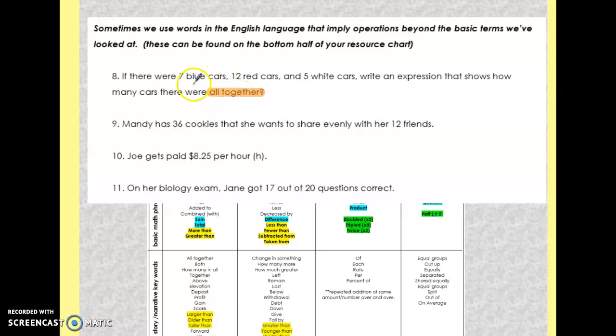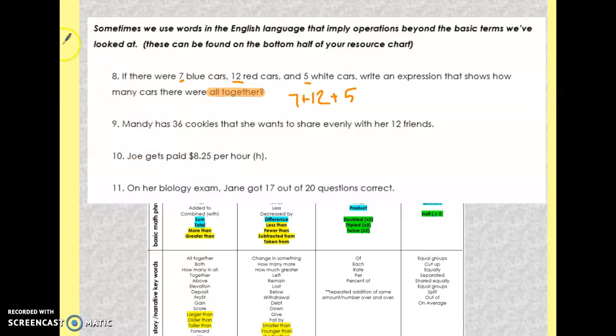So when we know that we're adding, we're going to go back and say, okay, what are we adding together? The number of cars that we have. So we've got 7 plus 12 plus 5. So again, you're not solving it, you're just writing an expression.